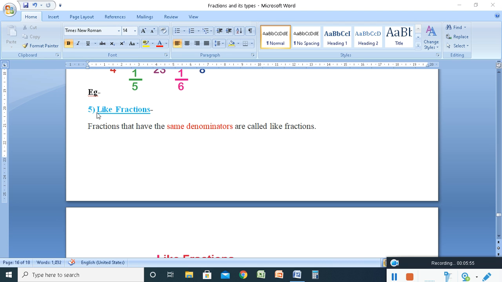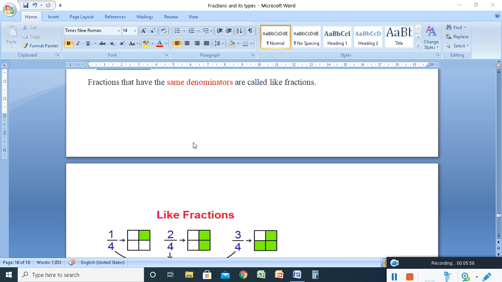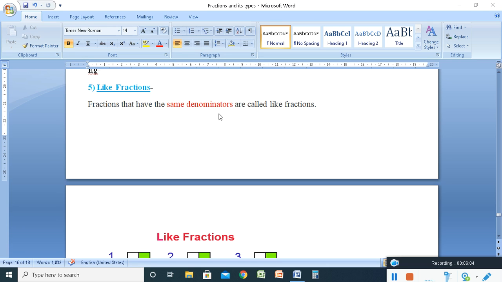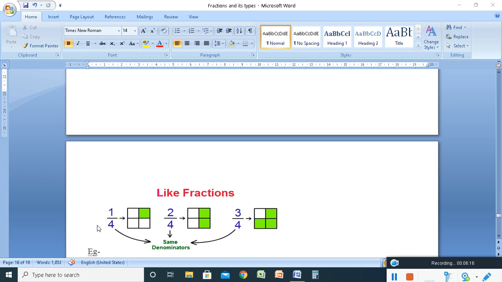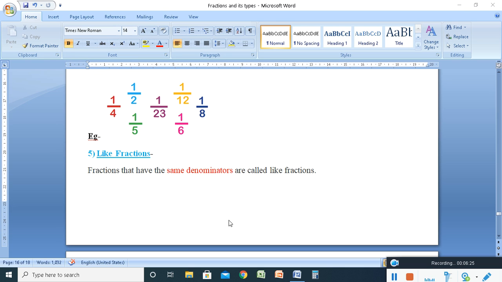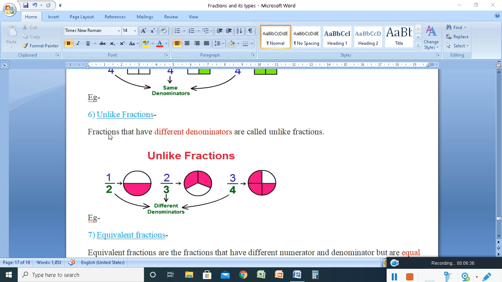Next we'll move on to the fifth type, like fractions. So what are like fractions? Like fractions means fractions that have the same denominator. Here you have to take two or three fractional numbers and look at the denominators. The denominator should be the same for all the numbers. Look at 1 by 4, 2 by 4, 3 by 4. All three numbers have the same denominator, 4, 4, 4. If you are comparing two or three fractions which have the same denominator, that type is called like fractions.